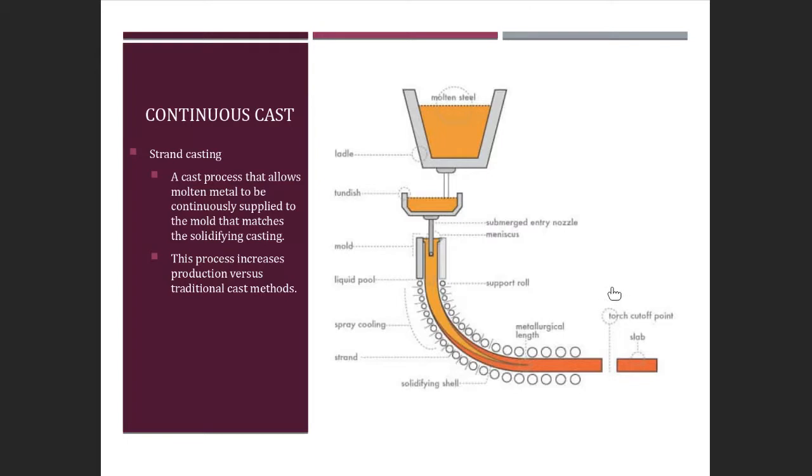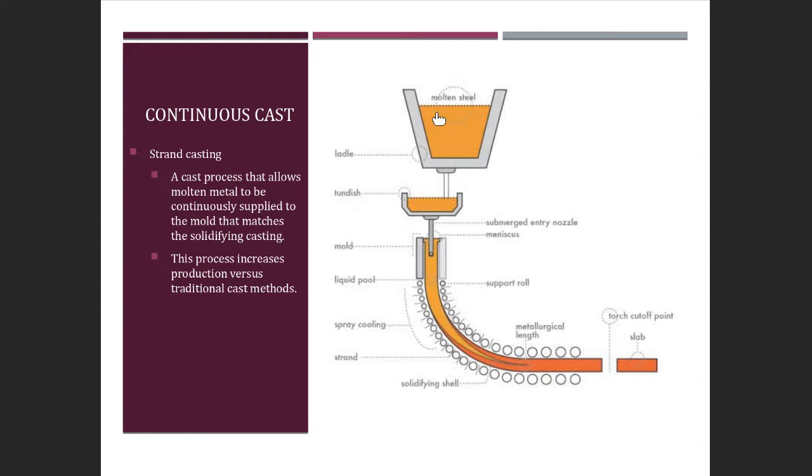A continuous cast process, or strand casting. So you have a ladle that sits above the entire process, and this is where the molten steel gets poured, and it will then be transferred to a tun dish, and that tun dish will slowly allow that molten metal to vertically be dropped down, almost like it's gravity fed. And these support rolls here and spray cooling will then form a slight casing of solidified metal around molten metal.